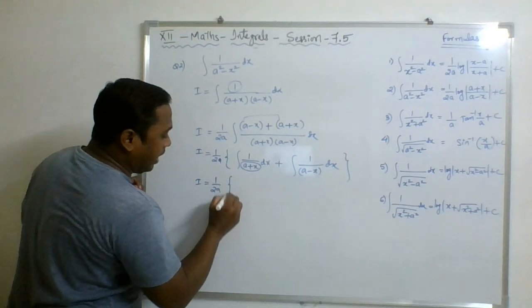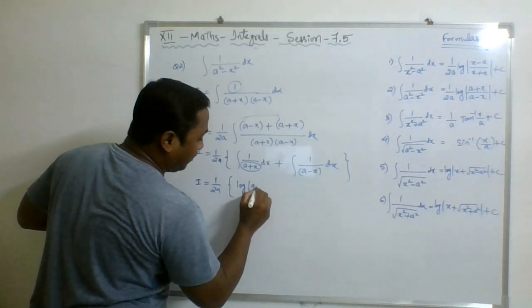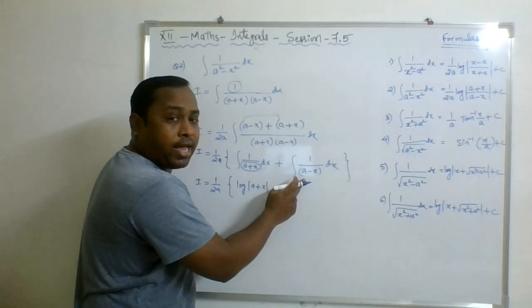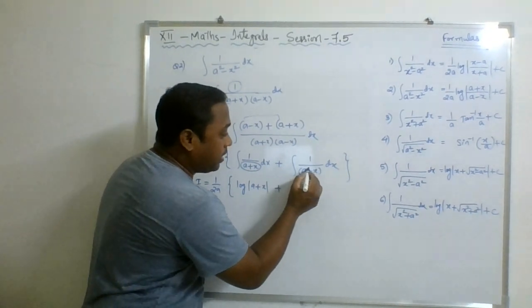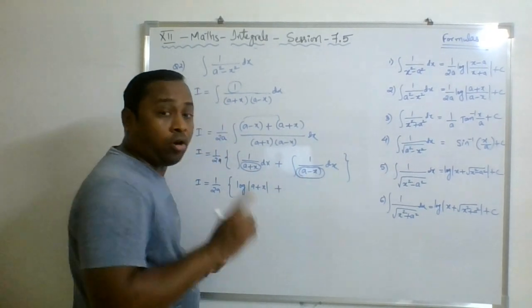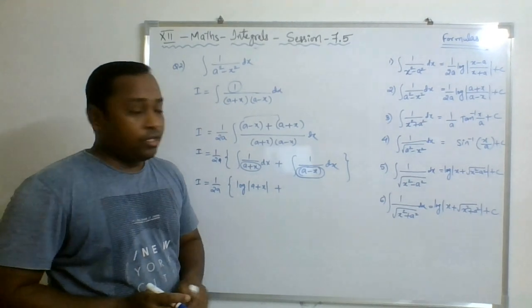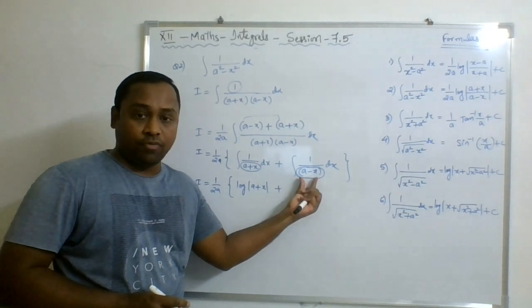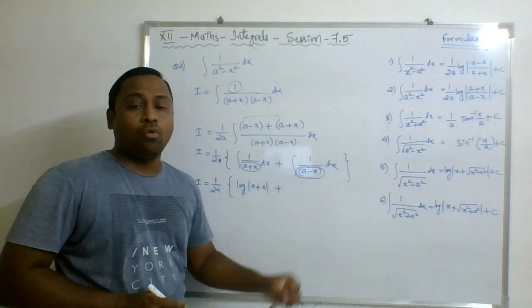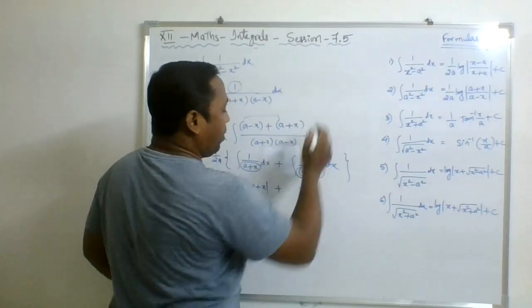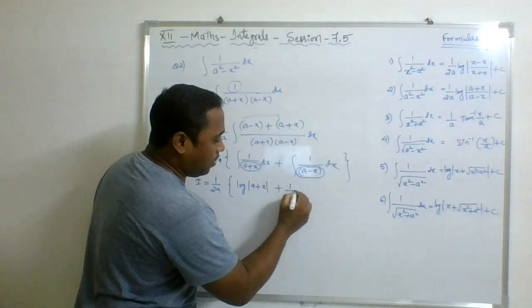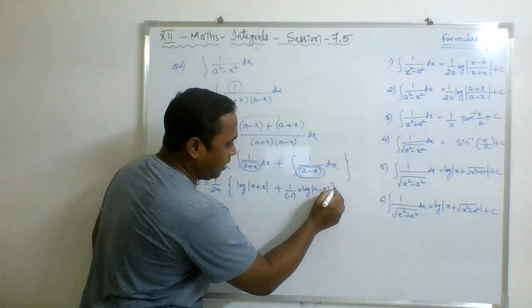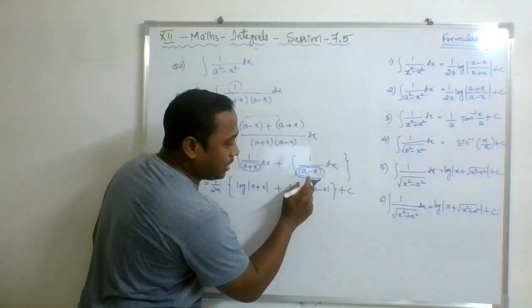So 1 by 2a into log of modulus a plus x plus, it is also in the form of 1 by x. I can write log x, but the derivative of a minus x is not 1, it is minus 1. So if you are applying log x, the derivative of this constant that is left will go in the divide form. जो भी constant होगा वो constant यहाँ divide में आएगा, 1 upon its derivative into log of modulus a minus x. ये कुछ नहीं है, सिर्फ एक सब्स्टिट्यूशन टेक्निक है.